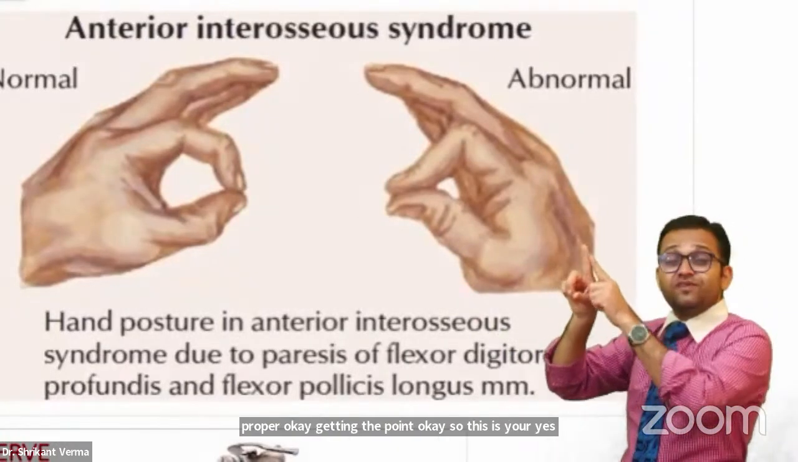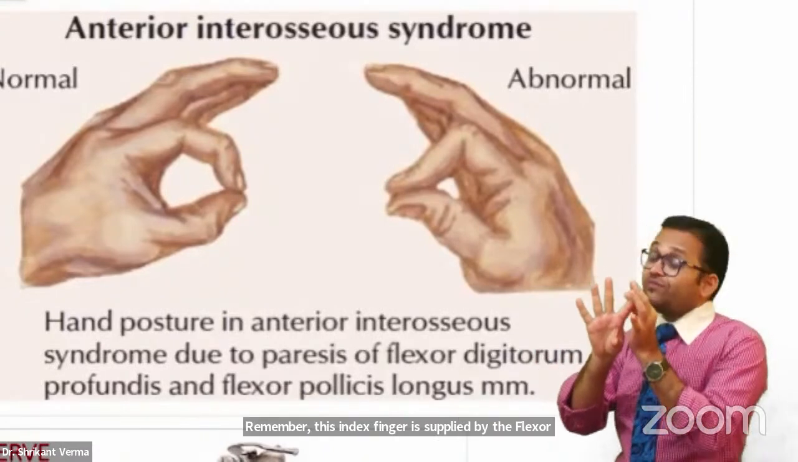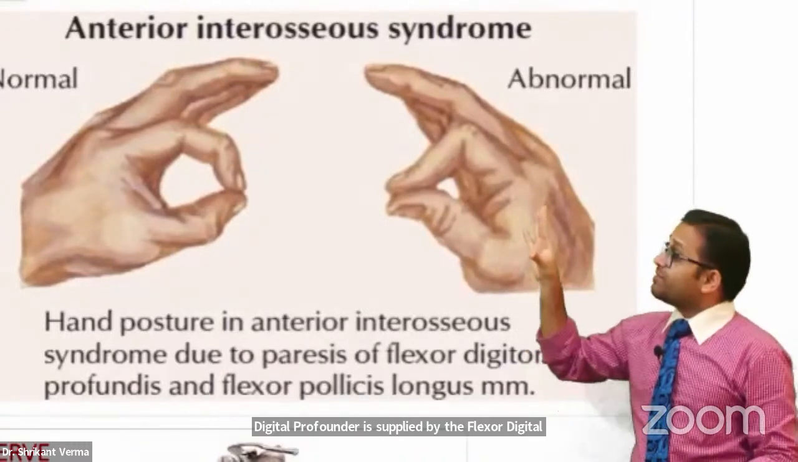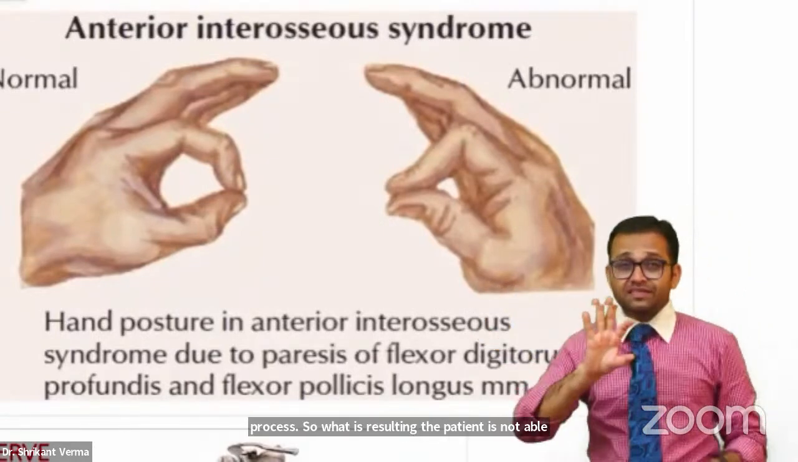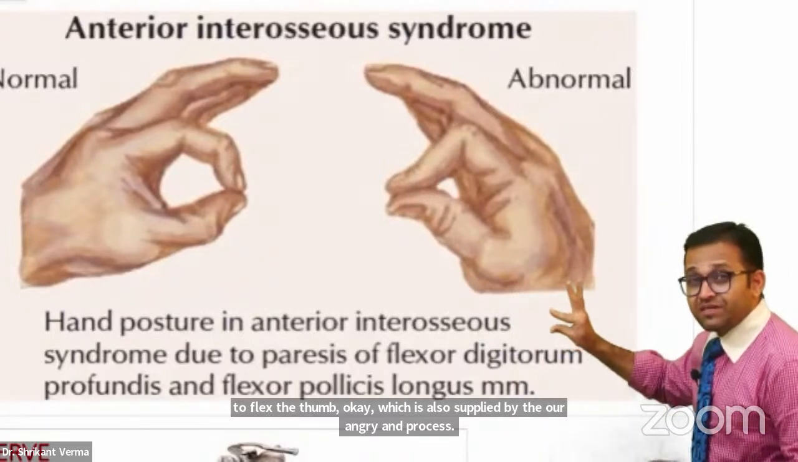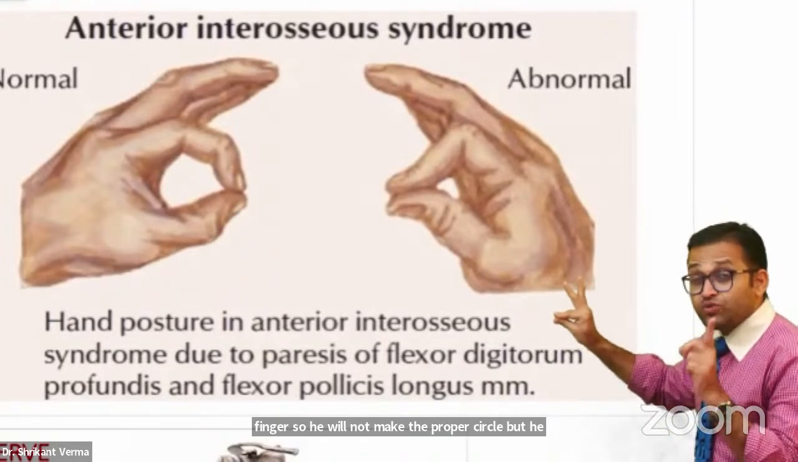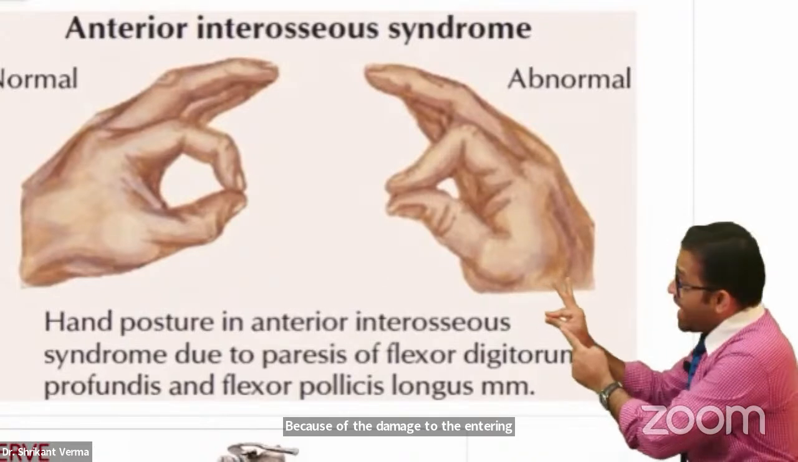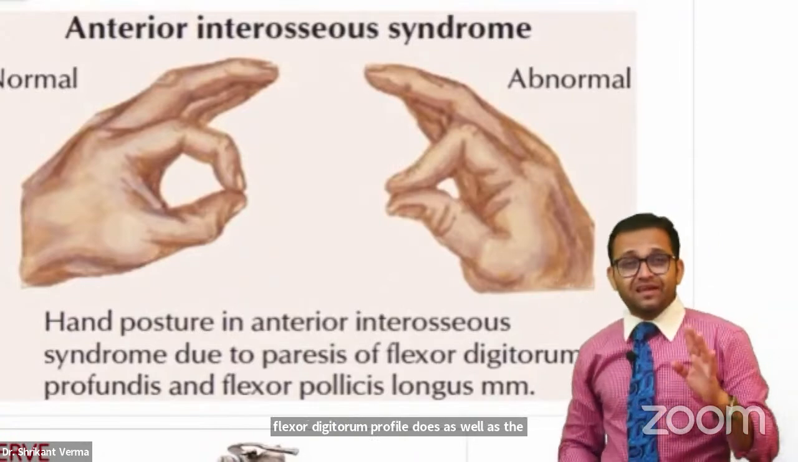Remember, this index finger is supplied by the flexor digitorum profundus lateral tendon, which is also supplied by the anterior interosseous nerve. So what is resulting? The patient is not able to flex the thumb, not able to flex this index finger. So he will not make the proper circle, but he will present with such kind of finger presentation. Why? Because of the damage to the anterior interosseous nerve, the flexor digitorum profundus as well as the flexor pollicis longus are paralyzed. Getting the point?